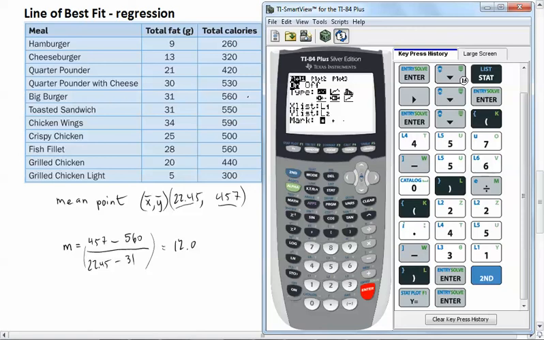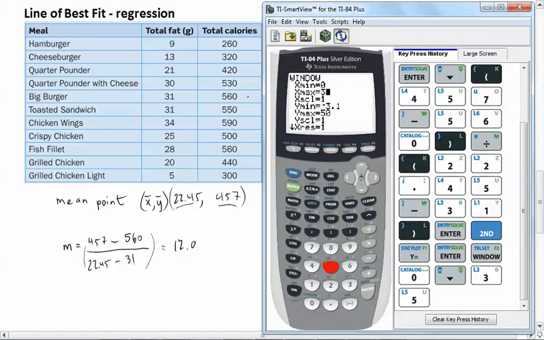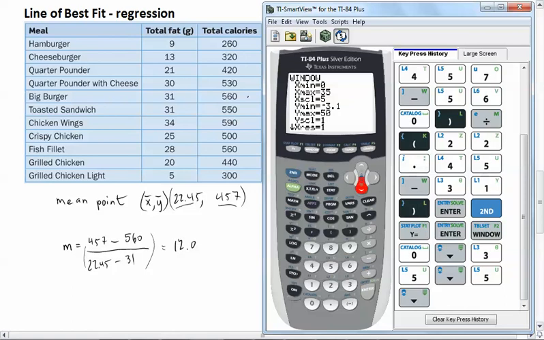Now, I'm actually going to have to go to the window as well, because I need to change the window to fit the data that I have here. So my minimum x is going to be 0, and my maximum x, it looks like, was 34, so I'm going to go up to about 35. Okay, and you don't really have to change the x scale, but I'm going to go by 5s.